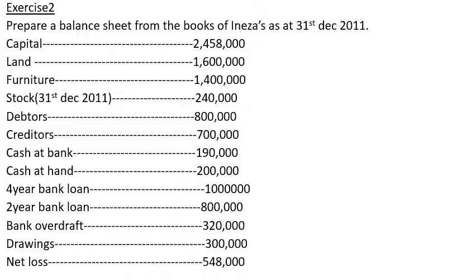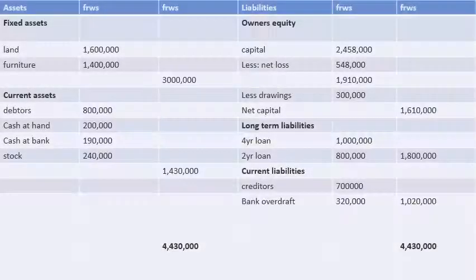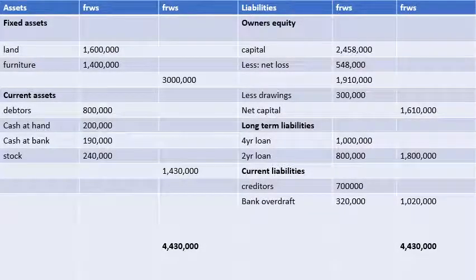This time round, the second exercise has a net loss. So what are we going to do with our net loss in the balance sheet? We shall subtract it from the capital. Remember, when we had a net profit, we added it to the capital. So if it's a loss, we deduct it from our owner's equity. So you'd be getting such. See whether your answers are correct.